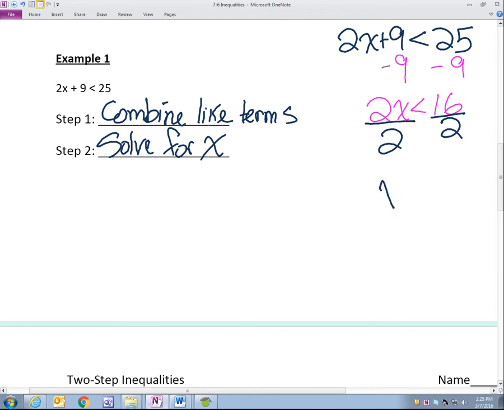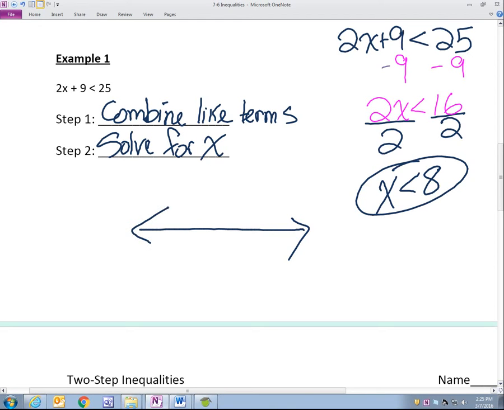Solve for x, divide by 2 on both sides. x is less than 8. Oh, do you have to flip the sign? No, we didn't flip the sign. It only flips when we multiply or divide by a negative.